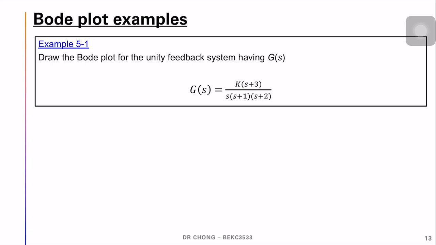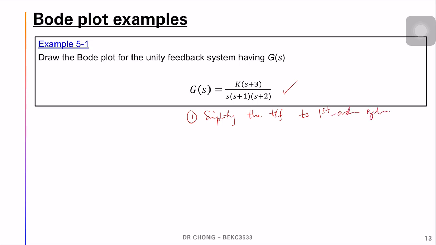So let's see one example. Draw the Bode plot for the unity feedback system. Okay, we have the open loop transfer function in this way. When you have this, I usually teach the student to use the first order transfer function to plot. So the first step is you simplify the transfer function to first order system.